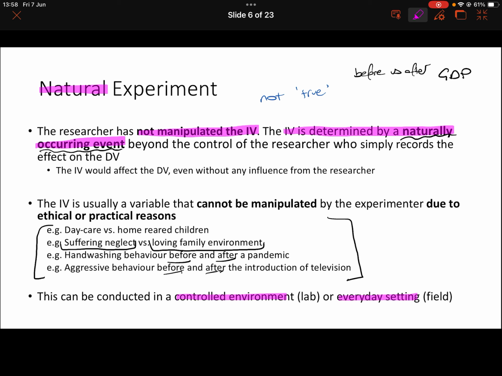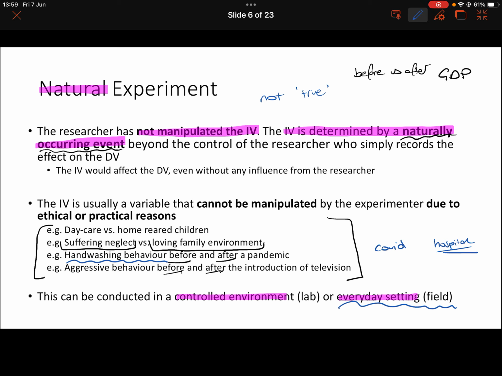It really doesn't matter. So for example, we could be measuring hand-washing behaviour, which would be in the field, for example. We could look at hand-washing behaviour of doctors before and after the COVID-19 pandemic. So in that case, the researcher hasn't manipulated the IV, which would be COVID, and is measuring them in an everyday environment in the hospital. So here we've got features of a field experiment.